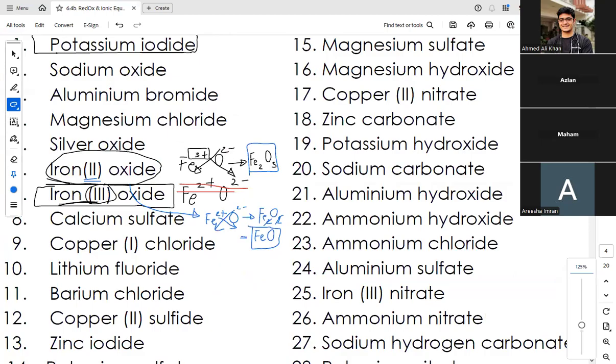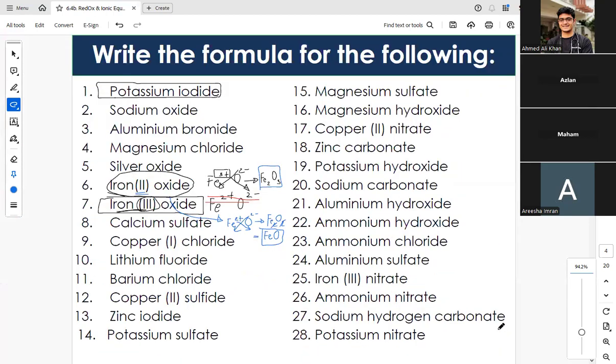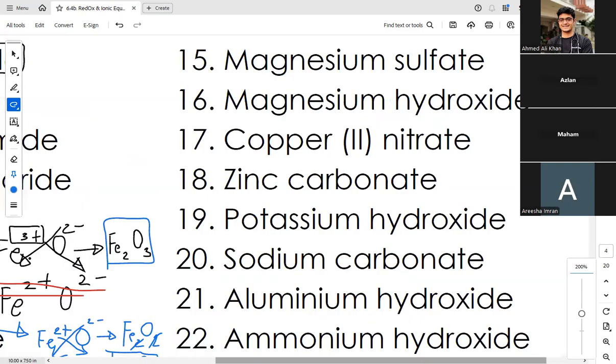Okay, let's try one more. Let's try a harder one. Not hard, actually, nothing is difficult in this, but let's try this one. So what will be the formula for this one, Maham?